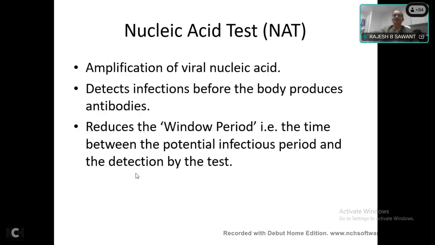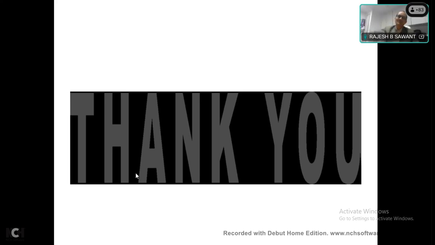Finally, a word about NAT. As I said, it is the molecular test used for detection of viral RNA or DNA, and it significantly reduces the potential infectious window period for transmission, and therefore the best possible test for ensuring blood safety is the NAT test. Of course, nothing can replace a truthful and responsible donor. So having a good donor base is the most important thing.